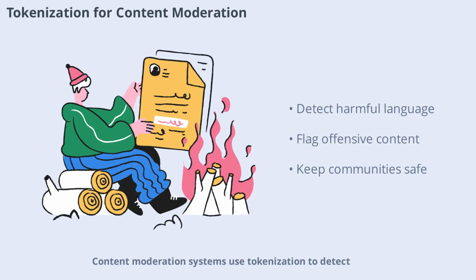Content moderation systems use tokenization to detect inappropriate or harmful language in user-generated content. By analyzing tokens, these systems can flag offensive words, phrases, or patterns, helping keep online communities safe and welcoming. Tokenization enables fast and accurate content filtering at scale.